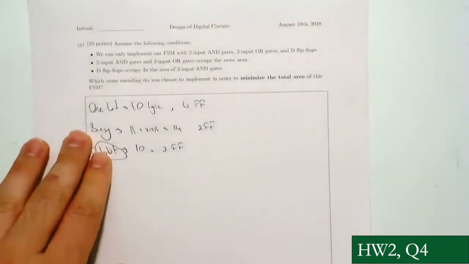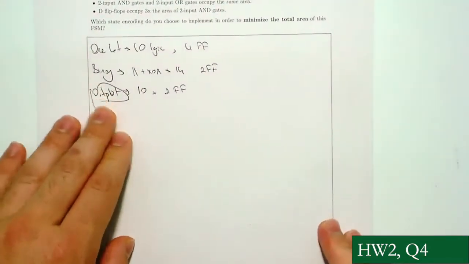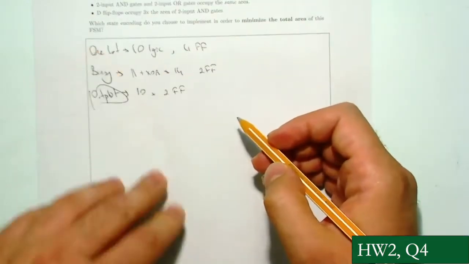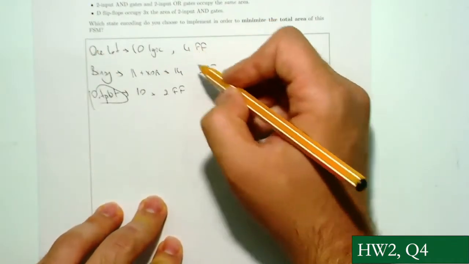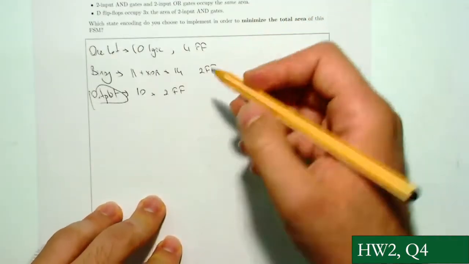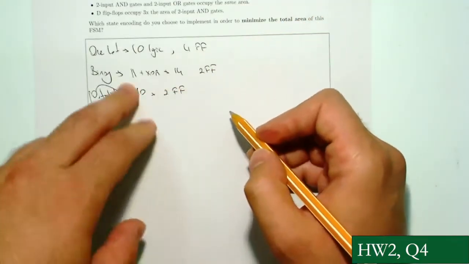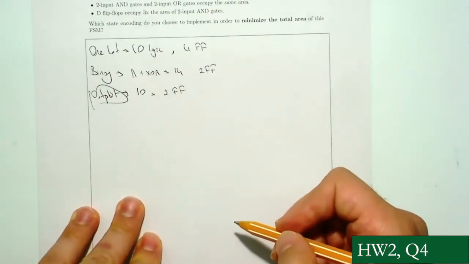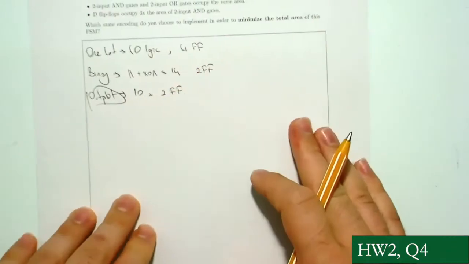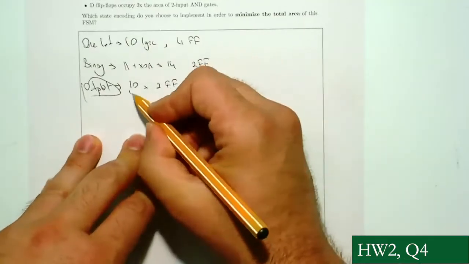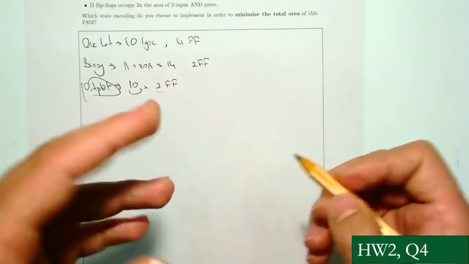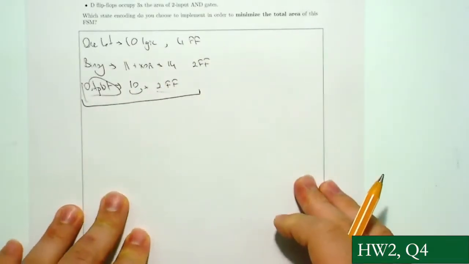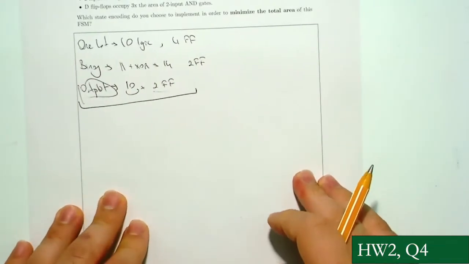If you count the number of logic units in the Boolean equations that I write, you'll see that we have 10 logic units for one-hot encoding, and I have 2 bits to represent the states. For binary, I have 11 plus XOR. This would make 14 and 2 flip-flops. And for output encoding, I have again 10 logic units and 2 flip-flops. So in that manner, using output encoding makes sense over the others.